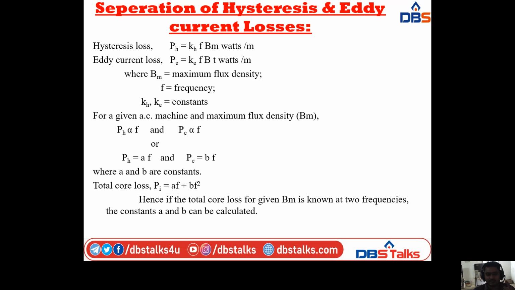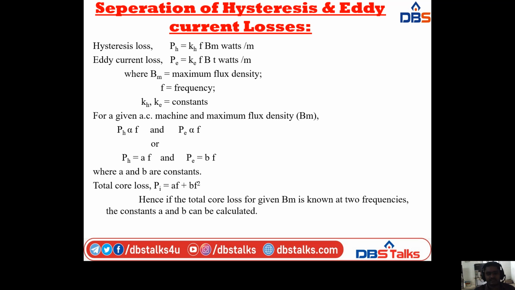Previously we used the proportionality that hysteresis loss is directly proportional to frequency and eddy current loss is proportional to frequency squared. So we write hysteresis loss P sub H equal to A into F, and P sub E, the eddy current loss, equal to B into F squared, where A and B are constants. Then we write the total core losses, P sub i, as the combination of hysteresis loss and eddy current loss, that is AF plus BF squared.